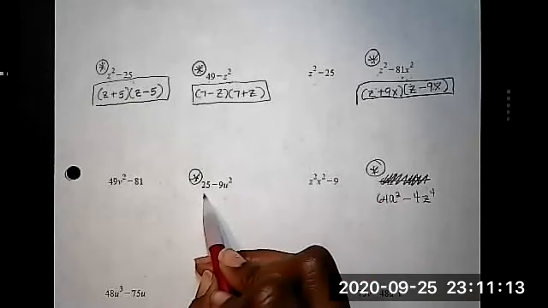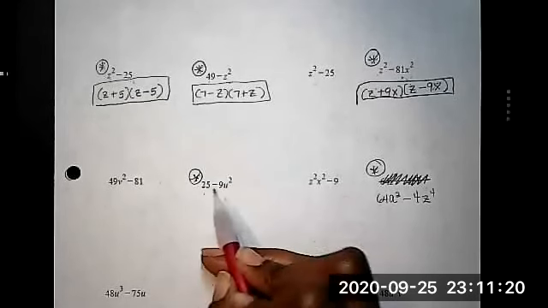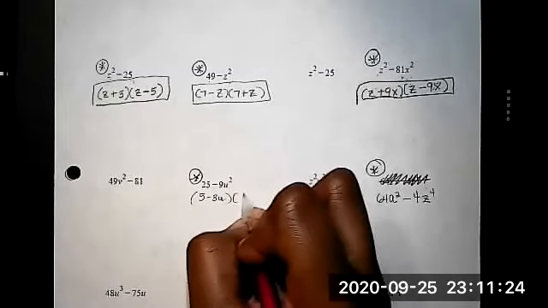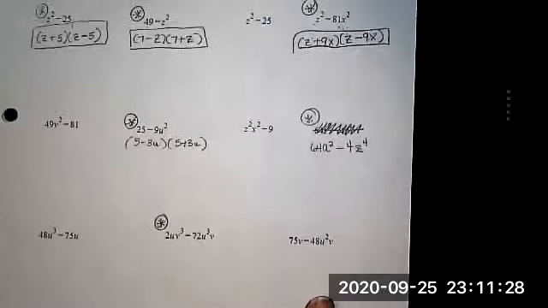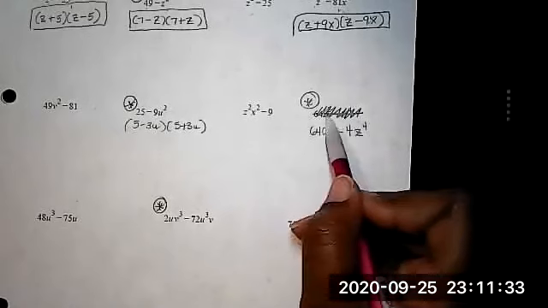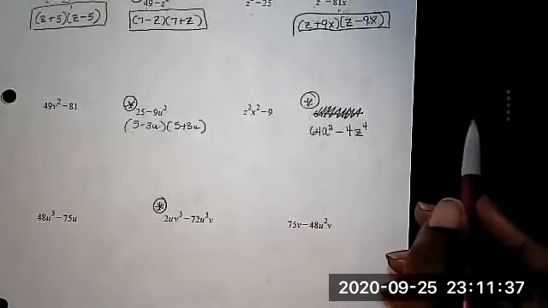Let's go down here. 25 is 5 times 5. 9u squared is 3u times 3u. So this is 5 minus 3u, 5 plus 3u. All right. I changed this one. If you have this one on your sheet, I kind of changed it so that it works out a little better.